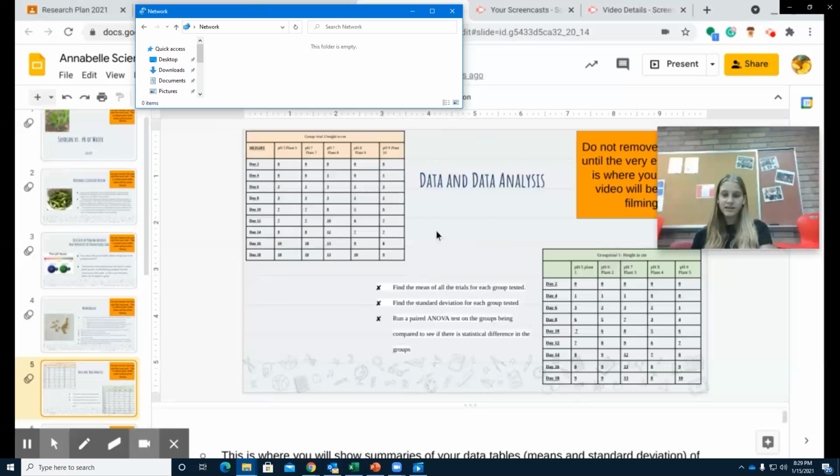Data and analysis. To collect my data, I will find the mean of all trials for each group tested. I will then find the standard deviation for each group tested. I will run a paired ANOVA test on the groups being compared to see if there is a statistical difference in the groups.